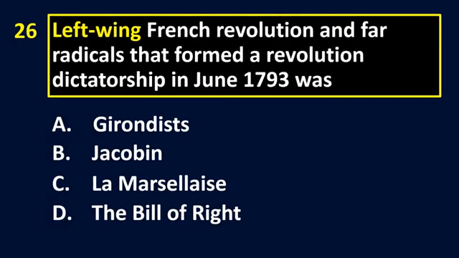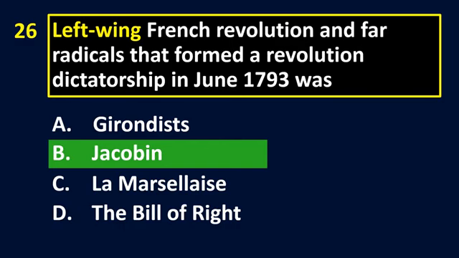26. The left-wing French Revolution radicals that formed a revolutionary dictatorship in June 1793 were A. Girondists, B. Jacobins, C. La Marseillaise, D. The Bill of Rights. The answer is B. Jacobins.